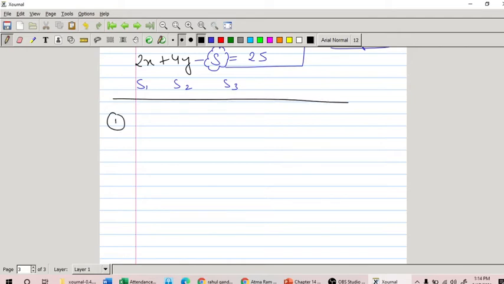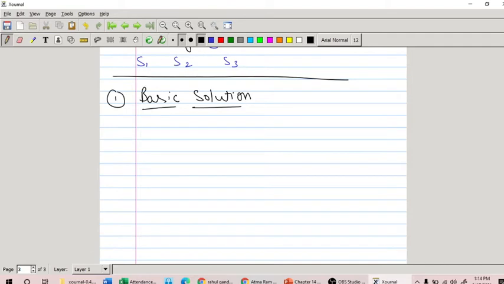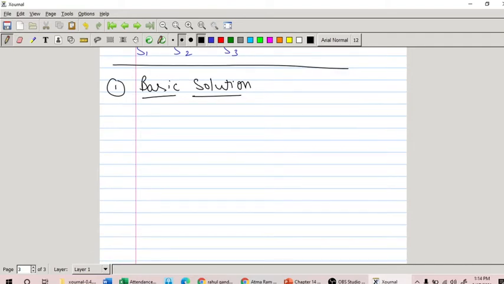Number one is your basic solution. I want you guys to put more attention towards these two solutions as this will make a foundation of your simplex method learning. Now, let us say for a system of m simultaneous linear equations in n variables.